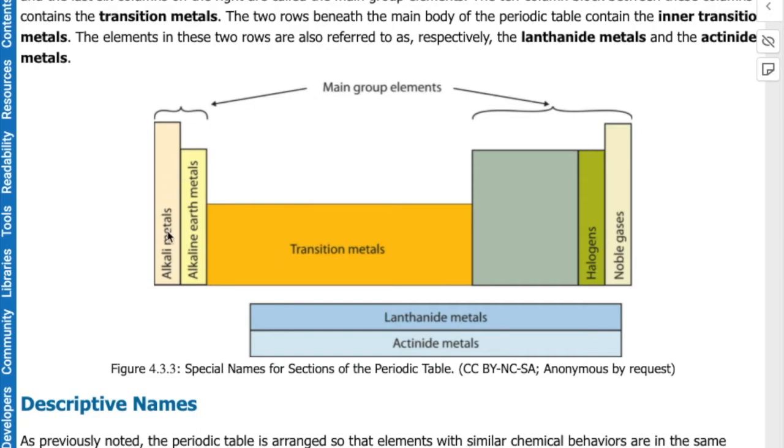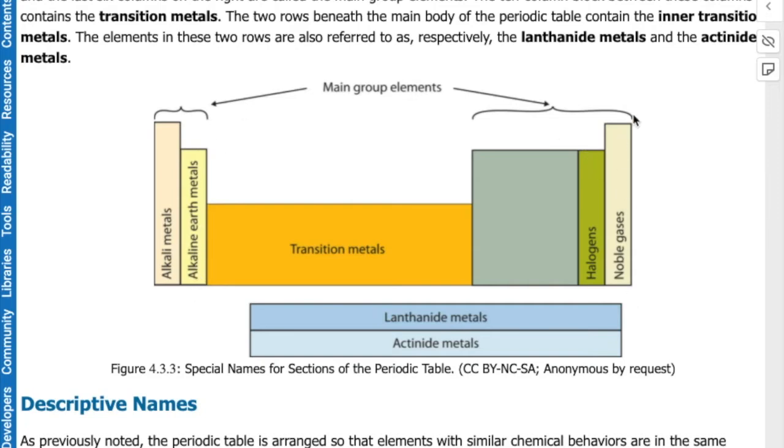Then a few of these families have special names. The alkali metals are probably the most famous because they are very reactive. Throwing them into water causes very exciting explosions. We have some videos of that to see. The next one over is the alkaline earth metals.